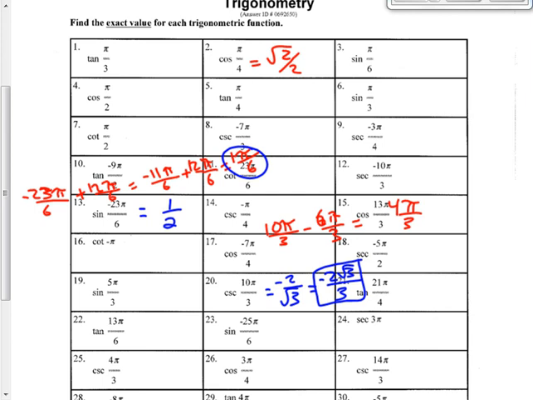Okay, so go through. This is probably going to be a much tougher worksheet than the first two, so take some time on it.